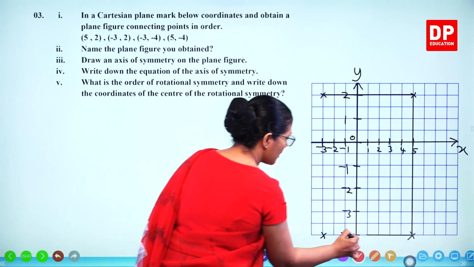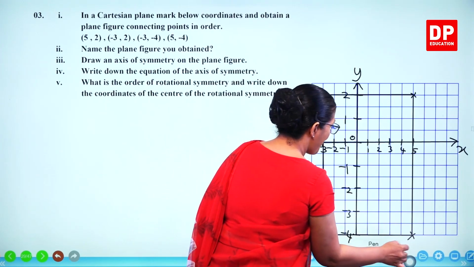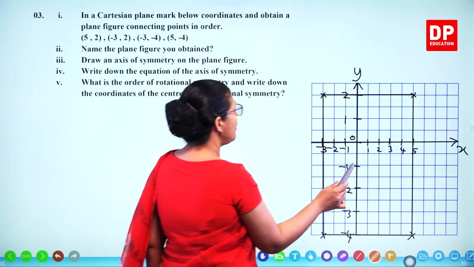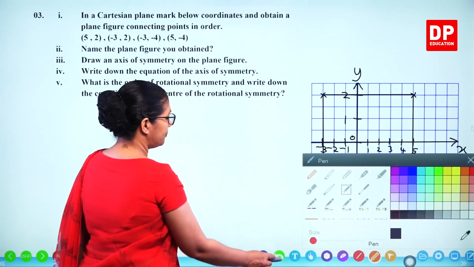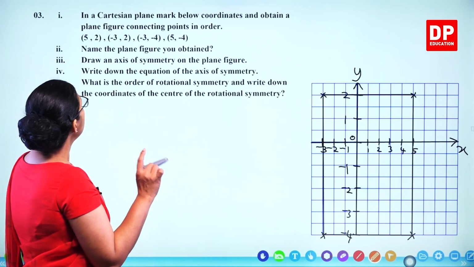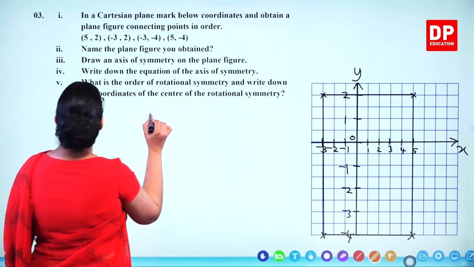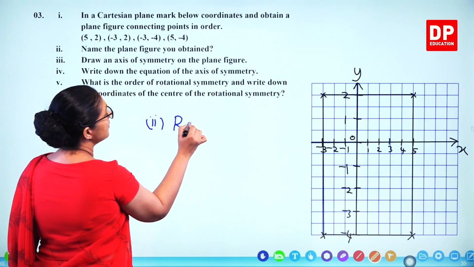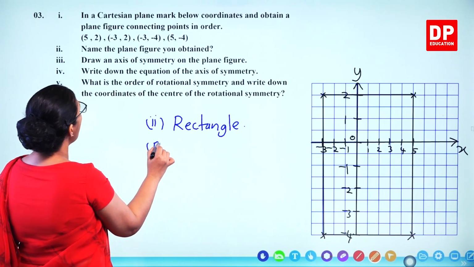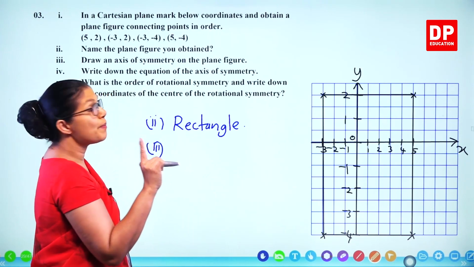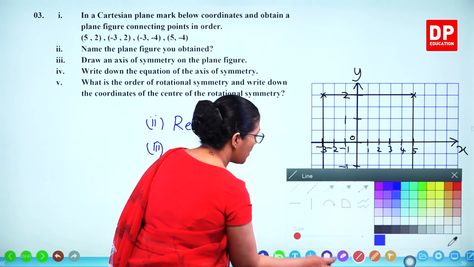What you get? You are getting a rectangle. Name the plane figure you obtain. So we'll take this one and write that's a rectangle. Third one, draw an axis of symmetry on the plane figure. Axis of symmetry. So you can draw the axis of symmetry.